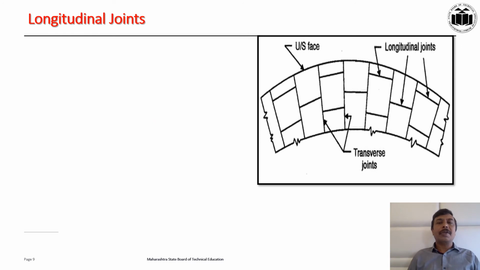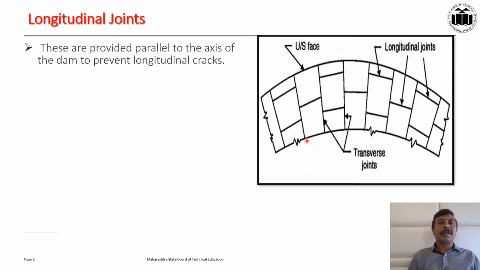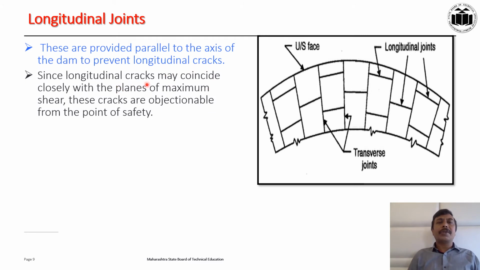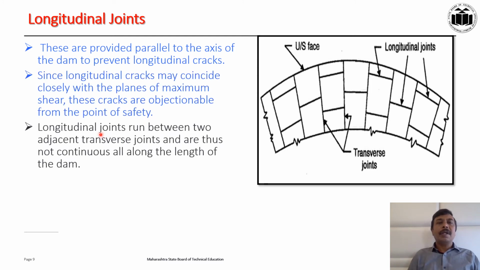Now we will see the longitudinal joints. These are provided parallel to the axis of the dam to prevent longitudinal cracks. Since longitudinal cracks may coincide closely with the planes of maximum shear, these cracks are objectionable from the point of view of safety. Longitudinal joints run between two adjacent transverse joints and are thus not continuous all along the length of the dam.